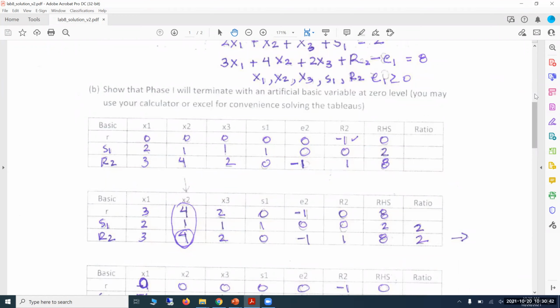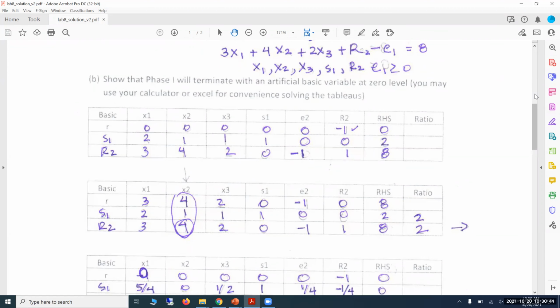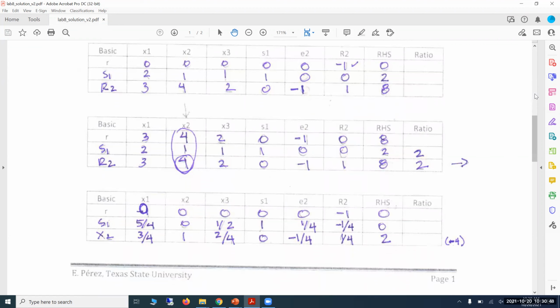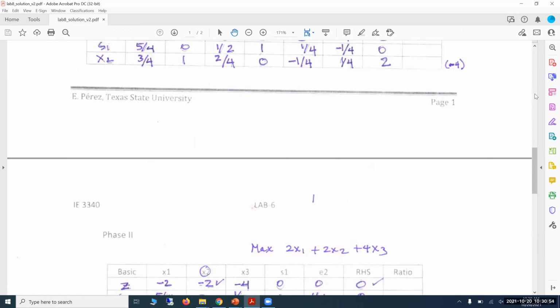At this point, you can apply the simplex method. After one iteration, you get the optimal solution for phase 1. So now you have the optimal solution for phase 1, and you need to go to phase 2.